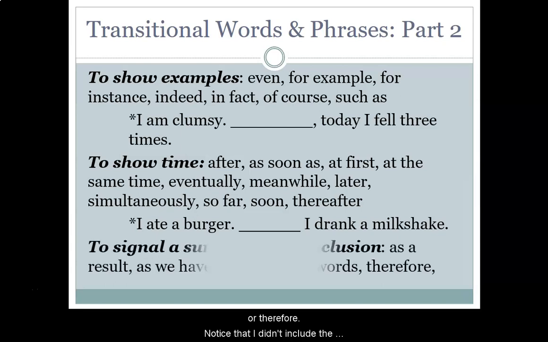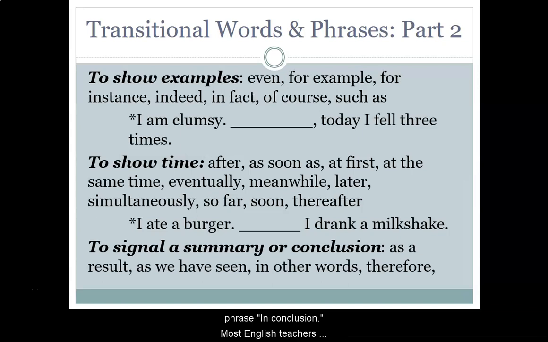Sixth, to signal a summary or conclusion. As a result, as we have seen, in other words, or therefore. Notice that I didn't include the phrase in conclusion. Most English teachers consider this lazy writing. Typically, a transition into a conclusion should be obvious by tone and thematic shift, but if you feel you need a phrase, please don't use in conclusion.